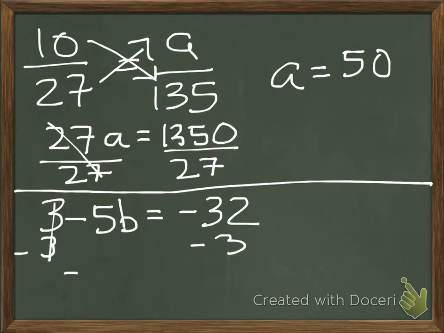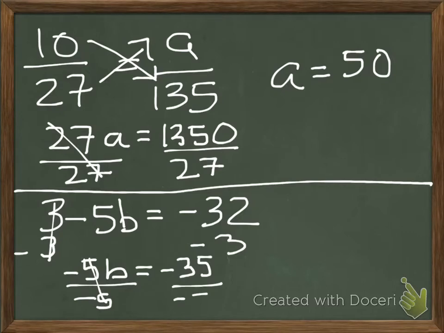And then we want to bring down the 5b as negative 5b since it's subtracting 5b in the first step, equals negative 32 minus 3, which would be negative 35. And then we're going to divide both sides by negative 5, which would make that 1. And b equals 7, positive 7, since it's negative divided by a negative.